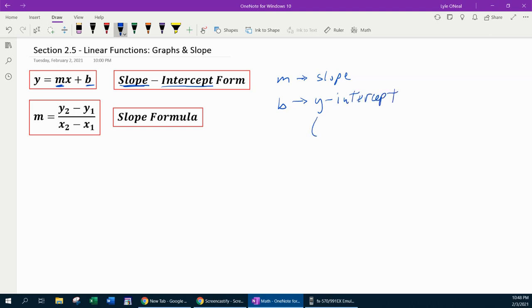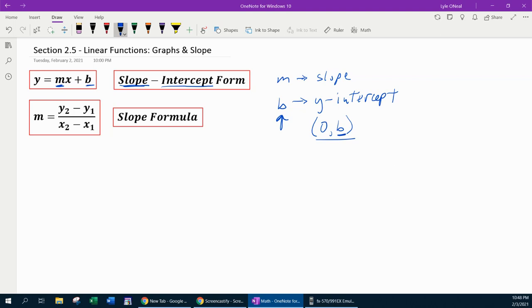Now, as an ordered pair, the y-intercept would be (0, b). So just so you know, the y-intercept is a point, and therefore it should be written as an ordered pair, but this number b, whatever it is, is going to be the y-coordinate of your y-intercept.